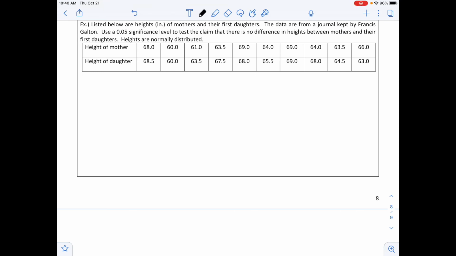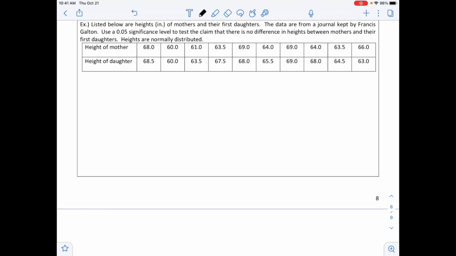So first question, is this dependent or independent data? And the answer is that it is dependent data. Because you select a mother, you must select her daughter. It wouldn't make any sense to compare a mother's height to another child's height. So this is dependent data.